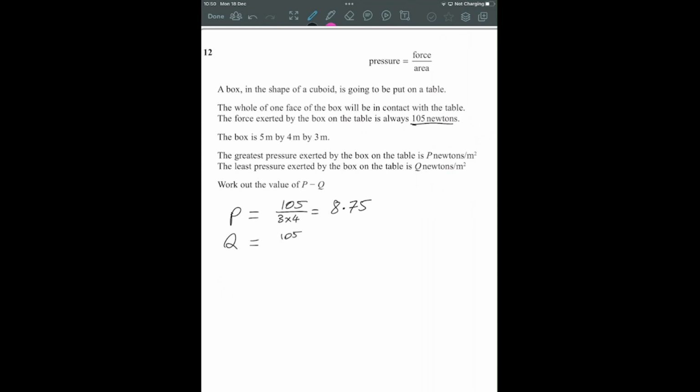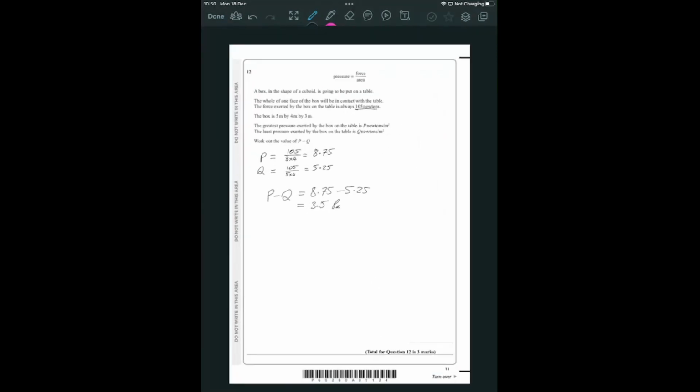Q is still the same force, but now I want the pressure to be as minimal as possible. So let's divide by the biggest possible area. The biggest possible face I could have is the 5 by 4. So this time I'm dividing by 20, giving the smallest possible pressure of 5.25. So therefore P minus Q is the difference between those two values. 8.75 minus the 5.25 comes out at 3.5 pascals.